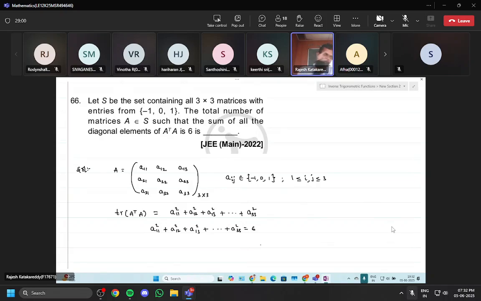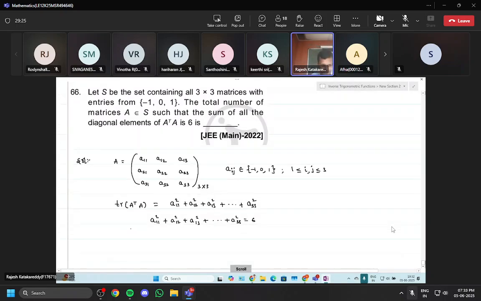So that means only one choice: I can use 6 ones. The ones can be plus ones or minus ones. There is no problem in that because we are doing squaring, and only after that we are adding. Clear? So now 6 of these elements should be either plus 1 or minus 1. The remaining 3 elements should be equal to zeros. Am I clear in this?